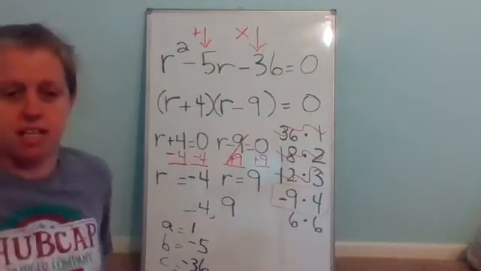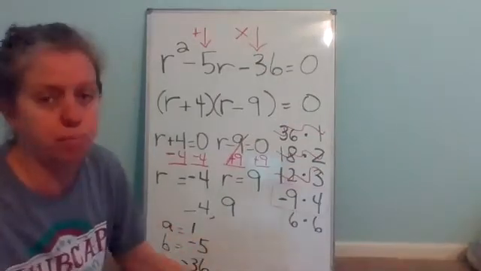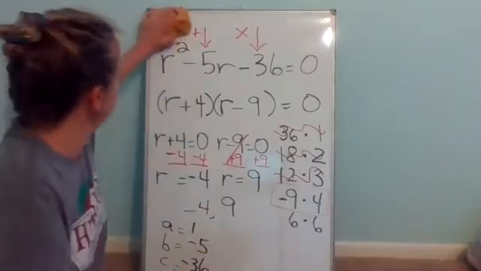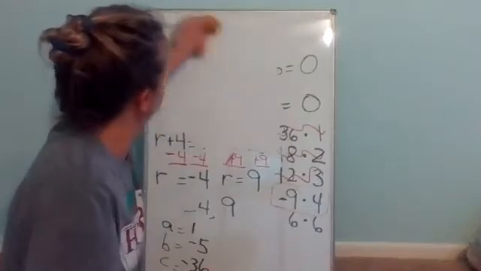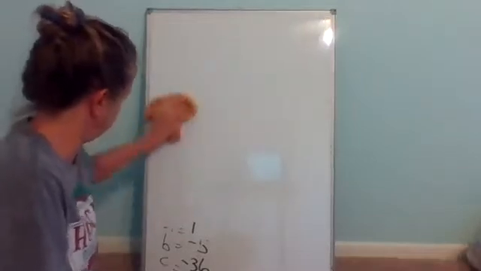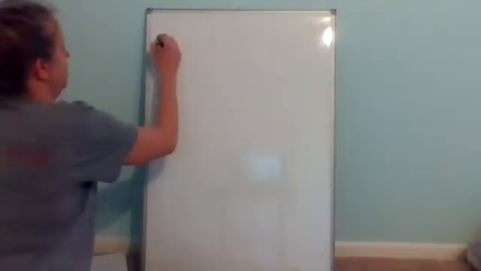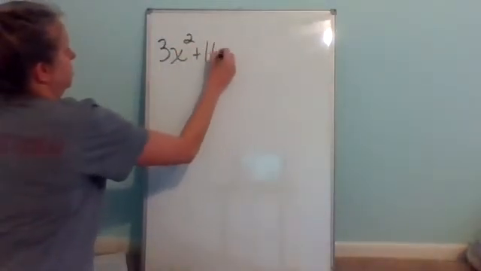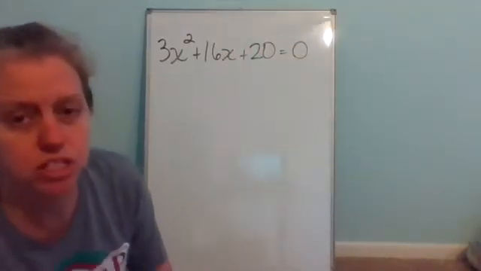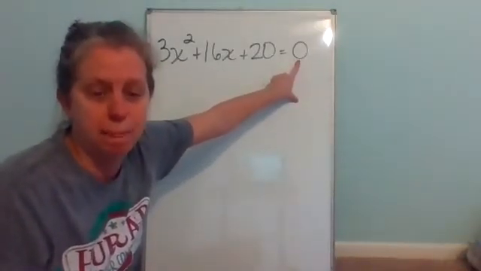So that's why this quad program is going to be very beneficial for you for this section and the 7.4 section that we're doing later. Okay, so let's look at number 3. I've got 3x squared plus 16x plus 20 equals 0, okay? Now, the first thing you want to do if you're using your quad program is to make sure that you have a 0 on one side of the equal sign, okay?